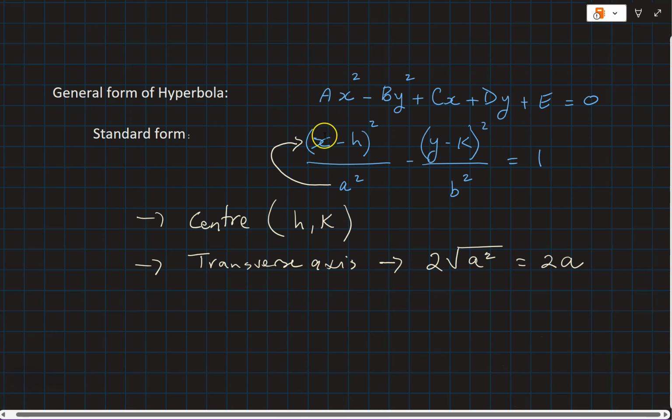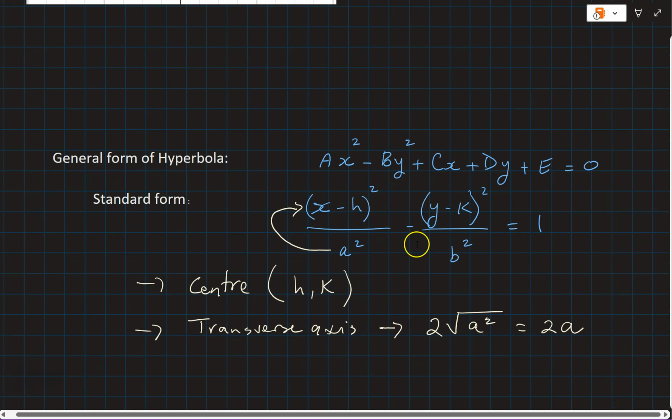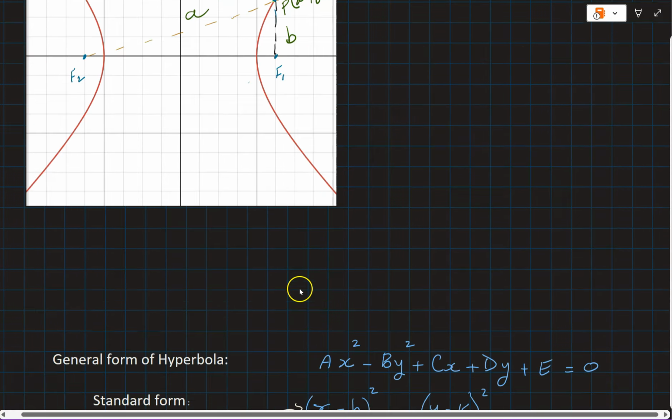The x term here has no negative in front of it, that's positive. That's why you get the horizontal transverse axis. If it was the other way around, and x was negative in front here and y was positive, then your transverse axis would have been vertical. That means there would be one curvature at the top of the y-axis and another curvature at the bottom of the y-axis.